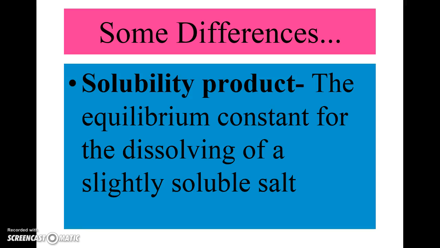The solubility product is the equilibrium constant for the dissolving of a slightly soluble salt. So typically we're looking at things that don't dissolve very much, because we know in equilibrium, even if we say things precipitate, there's always going to be some of those ions in solution, just not very many. So we consider things to be a precipitate or insoluble, but they really do dissolve a tiny, tiny bit.